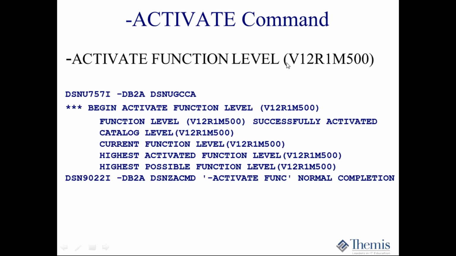To activate 500, the new functionality, you issue a command. So no batch job interfaces here. You activate level 500. So now we are at function level 500. It's been successful. If you do your display, the catalog level is at 500. The current function level is 500. Highest activated, highest possible level. Now, you get an idea of how IBM is tracking this.